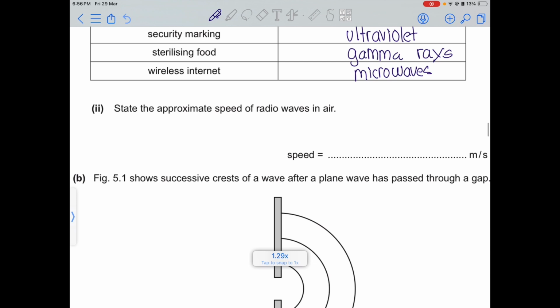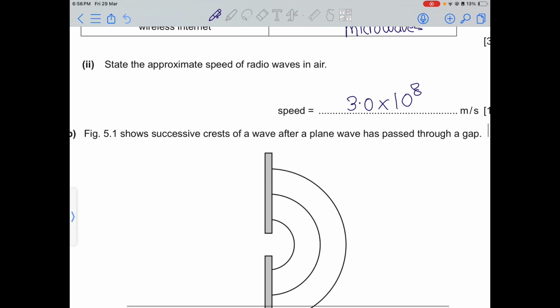Next, the approximate speed of radio waves in air, simple value 3.0 times 10 to the power 8. Just learn this value because it really helps you.